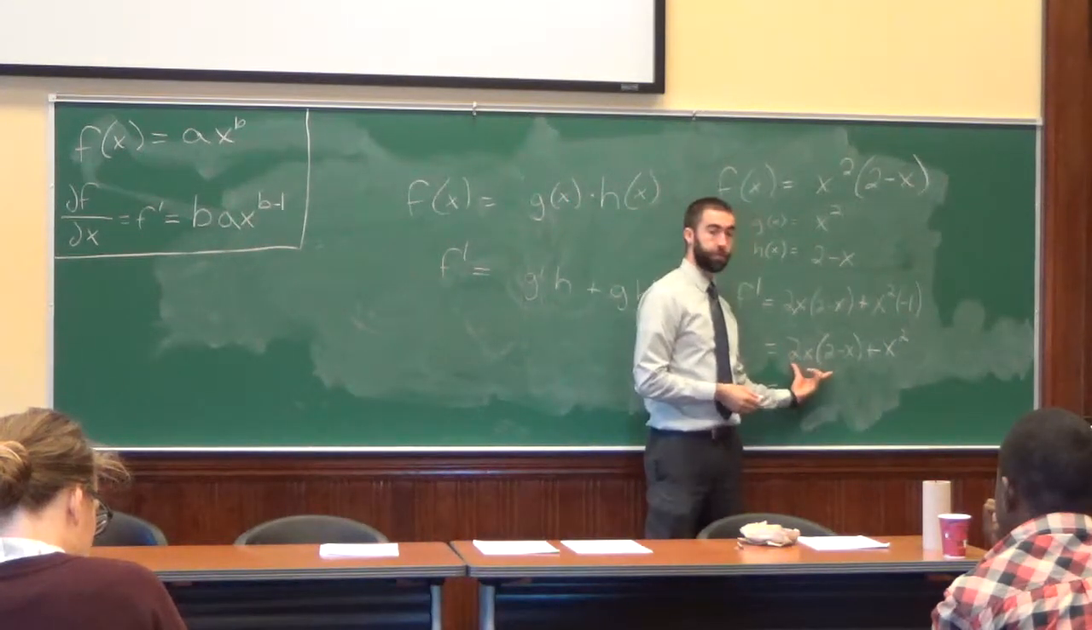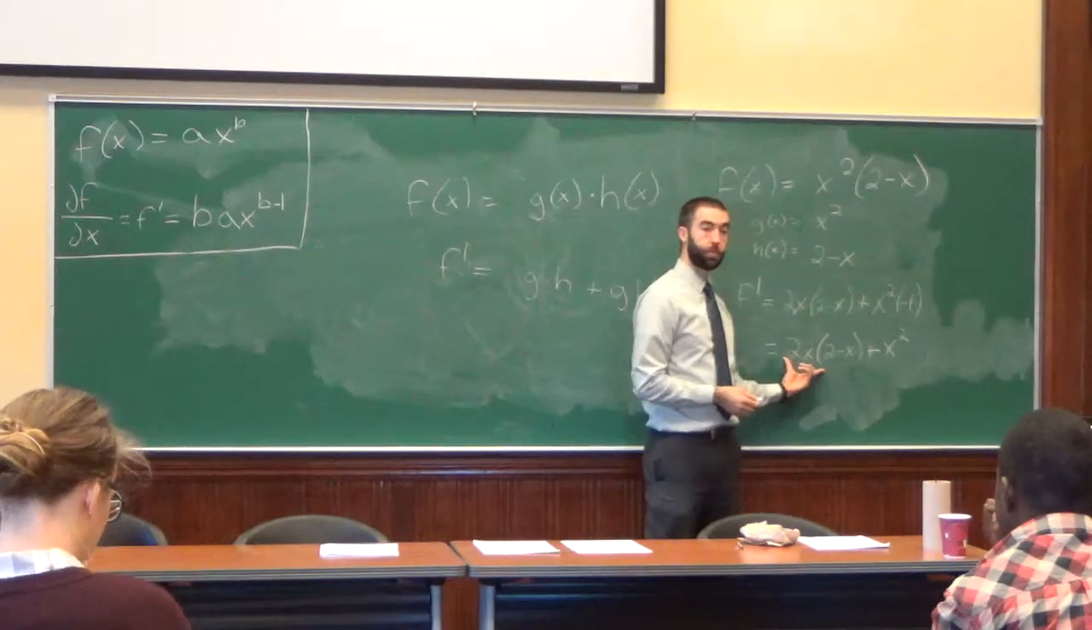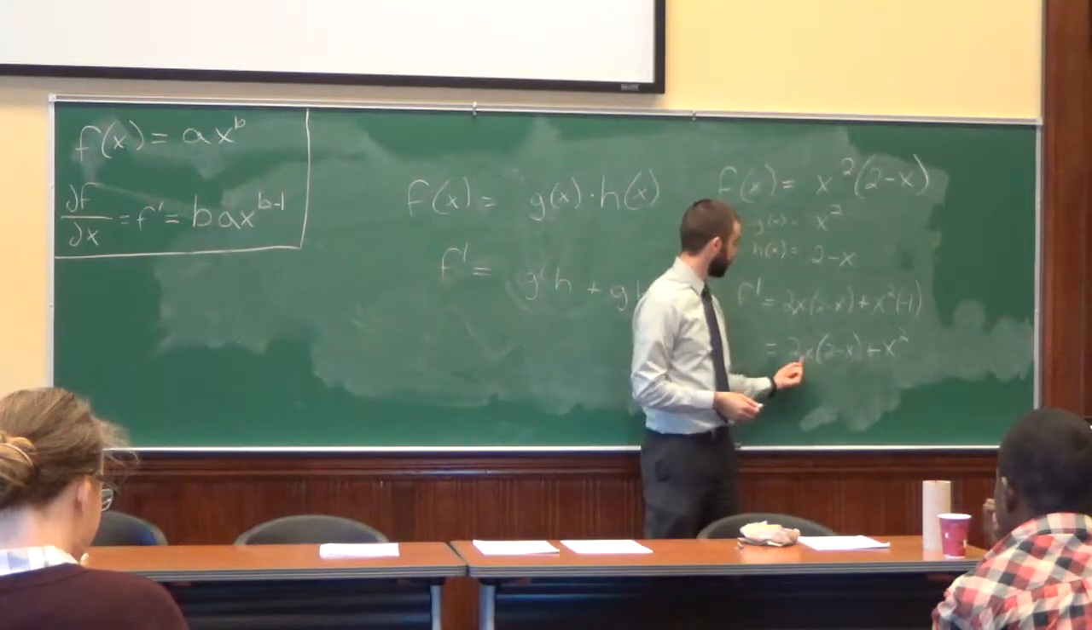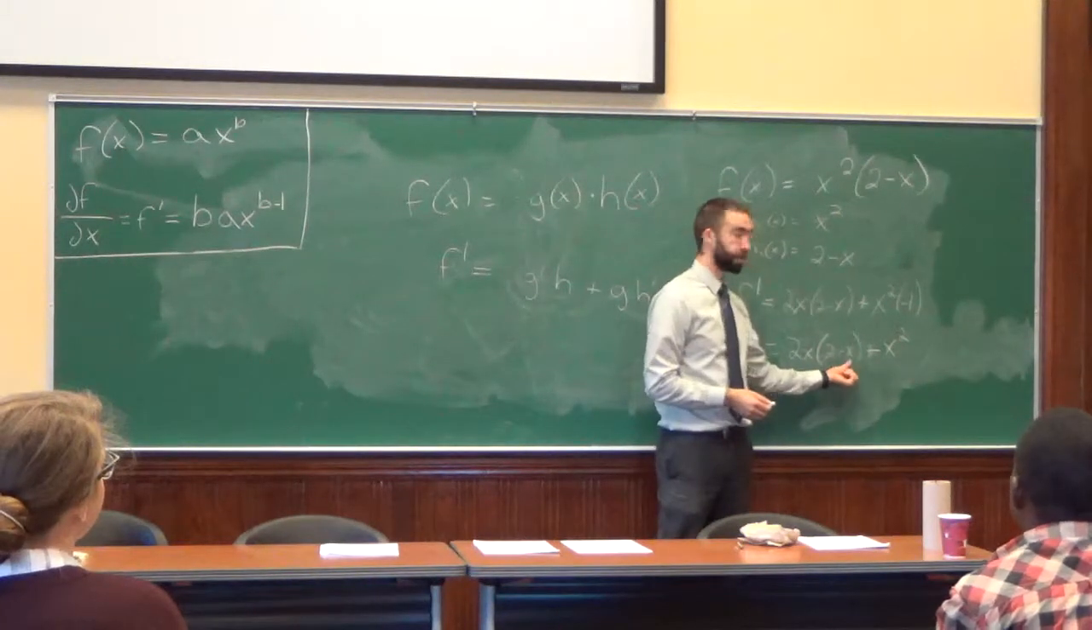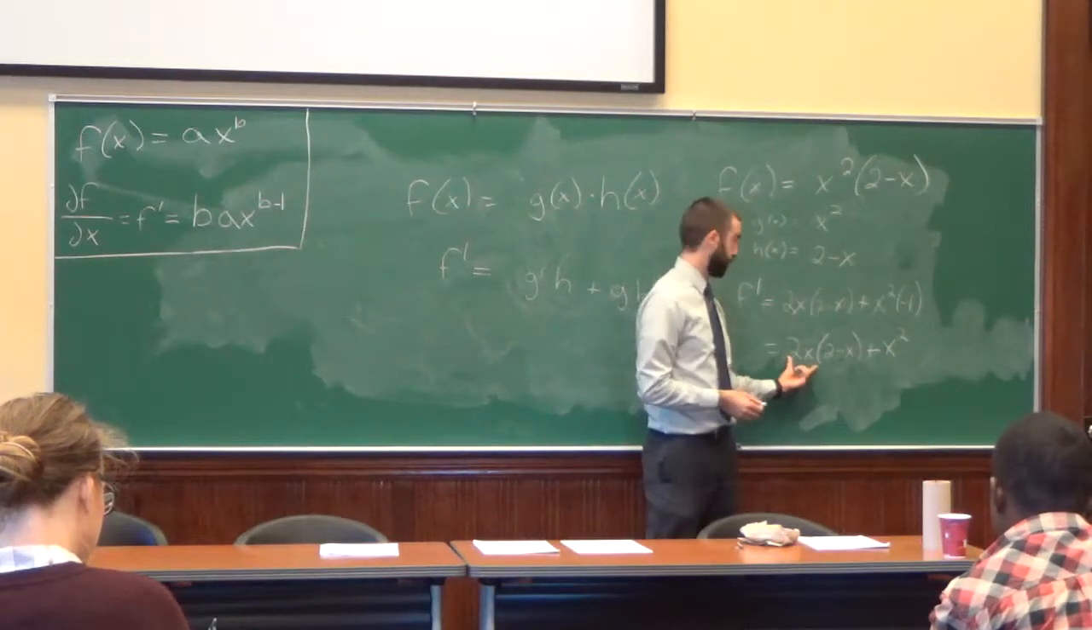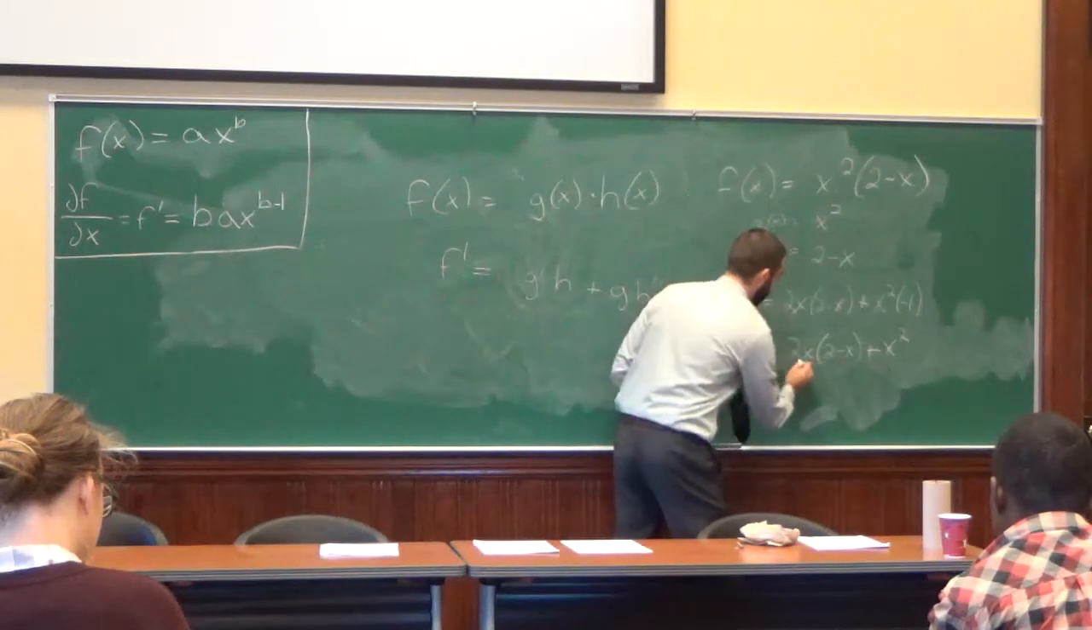What can we do here? In terms of simplifying this, what about this first one? What can I do with this, 2x times 2 minus x? I can expand it. Okay, so let's do that.